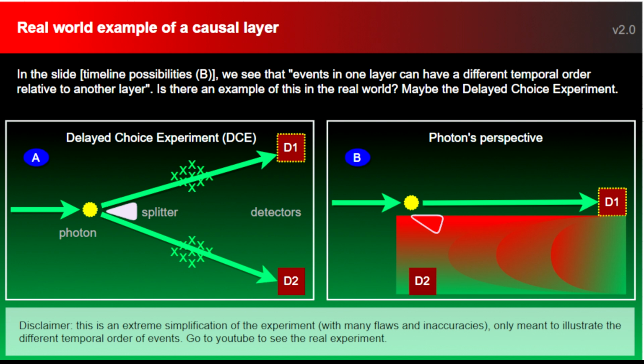Notice that the human is only interacting with the detector, choosing to use detector D1. This sets the probability of the photon arriving there at 1. Nature itself does the rest and aligns the conditions at the splitter with that choice so that it matches that future outcome. The quantum world may be an example of a causal layer. Events there can have a different temporal order, which is demonstrated by the delayed choice experiment, DCE.